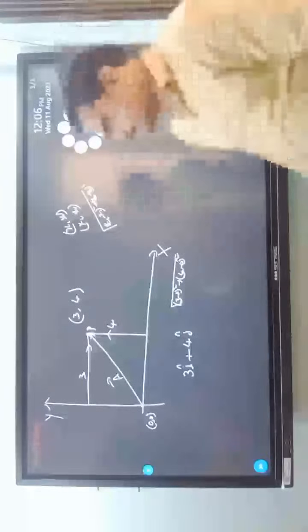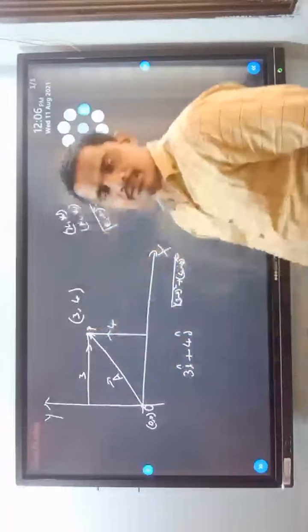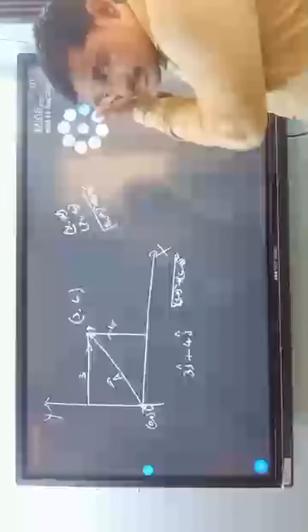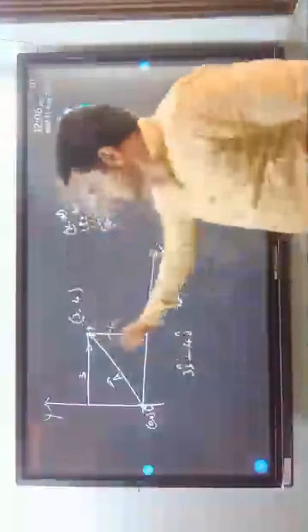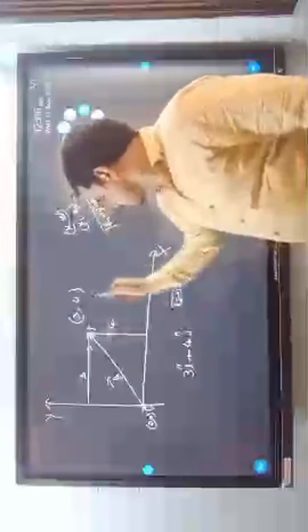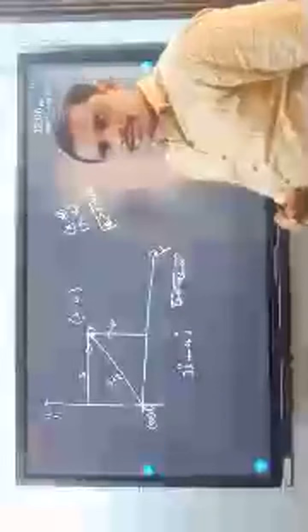In the same way, this point is the origin, another point is P. What is the distance between these 2 points? Square root of x2 minus x1 whole square plus y2 minus y1 whole square. Correct?